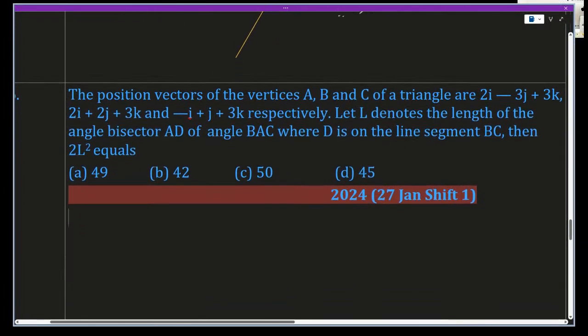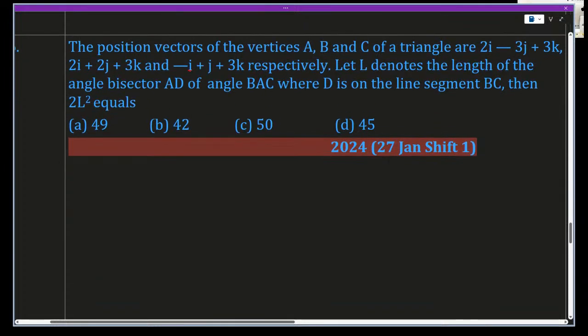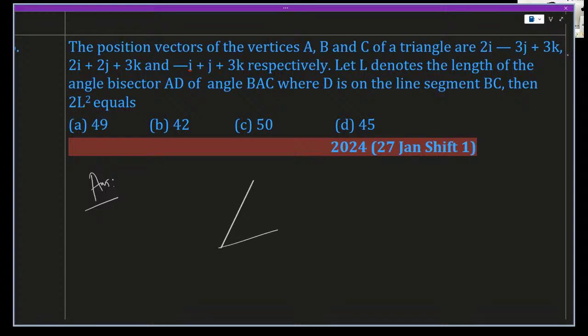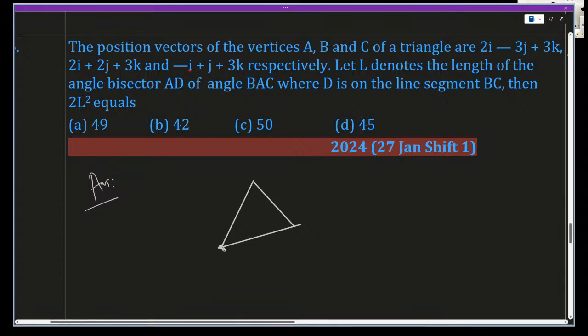Position vectors of the vertices of a triangle are given. L denotes the length of the angle bisector AD of angle BAC. Just draw the diagram. No vector, no vector. ABC given. Length of angle bisector AD.